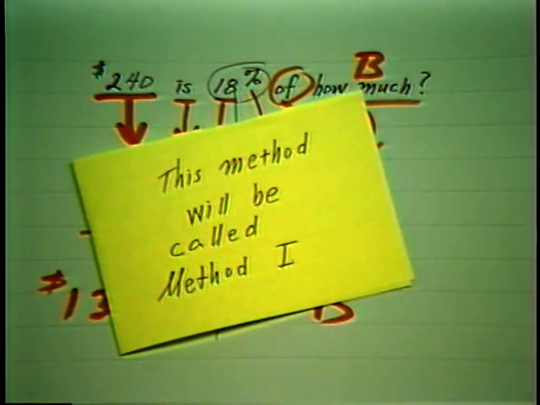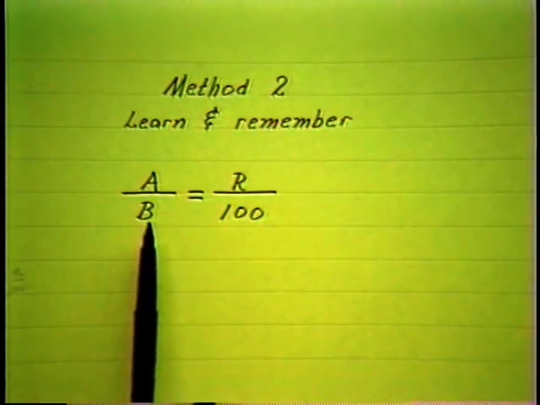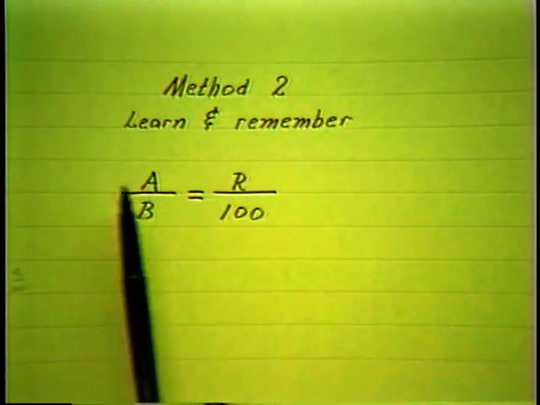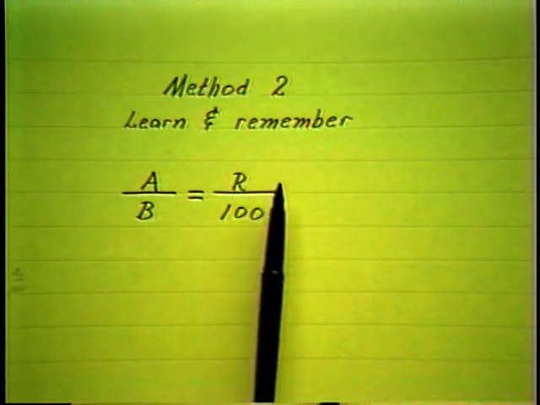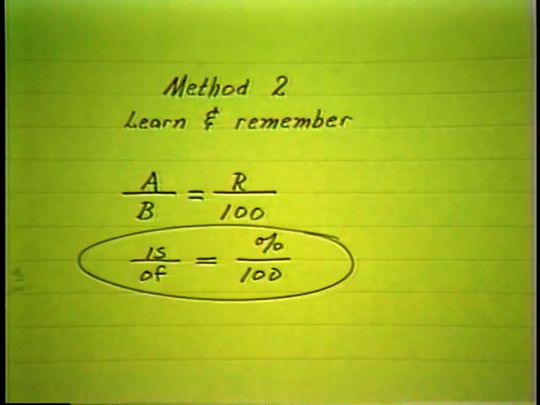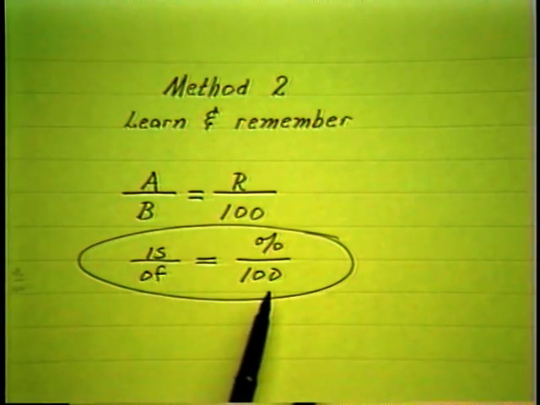This method in your textbook will be referred to as Method 1. There is a second method we'll refer to as Method 2, which involves simply memorizing a small formula: the amount over base is equal to the rate over 100. That's a proportion, one fraction set equal to one fraction, and we just recently completed a whole chapter on how to solve proportions. This perhaps would be easier to remember in this form.